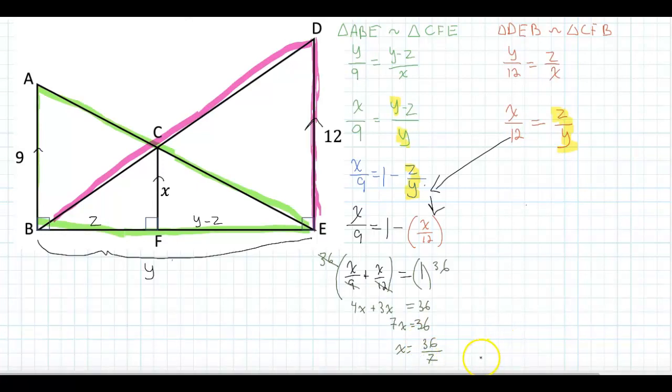So 36 over 6 is 6, so it's a little bit less than that, 5 point something, and that does seem pretty reasonable. I wonder if there's probably another way to do this, but this is the way that I went with it. All right, that's it. That was a doozy.